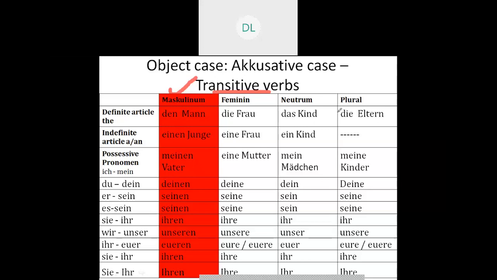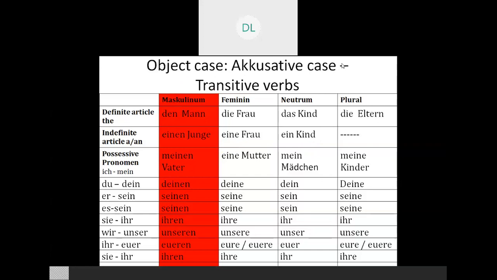Remaining die, das, die, eine Frau, ein Kind, eine. Sorry, here it has to be meine. Meine Mutter, mein Mädchen, meine Kinder, they all are the same. The main difference between nominative and accusative is that der changes to den, ein changes to einen, mein changes to meinen. So for the object I will be using this accusative table. And transitive verbs require an object. So let's move ahead with the same thought with some sentences so it will be more clear for us.